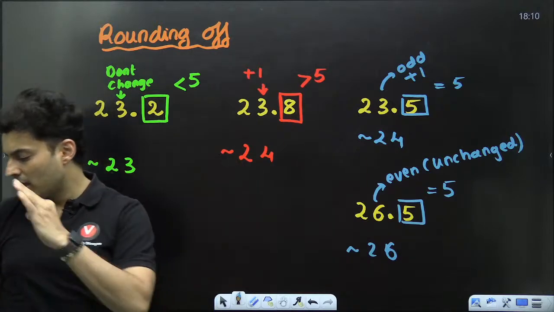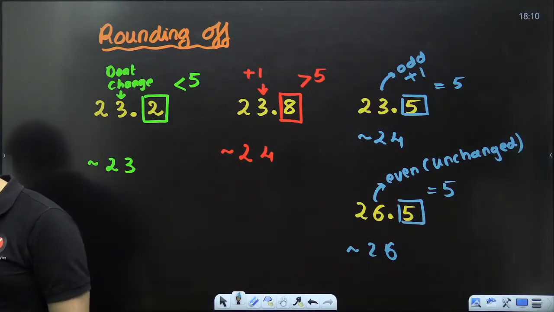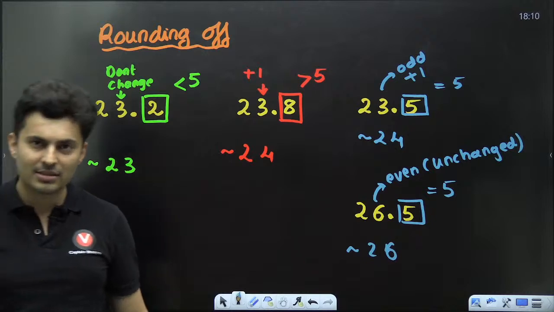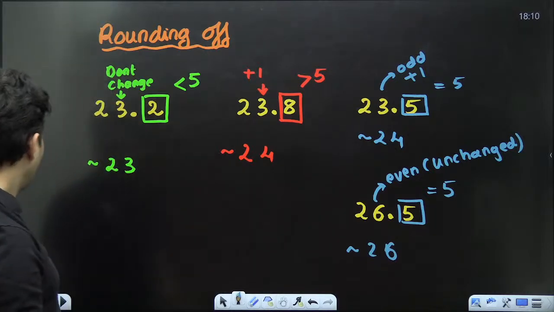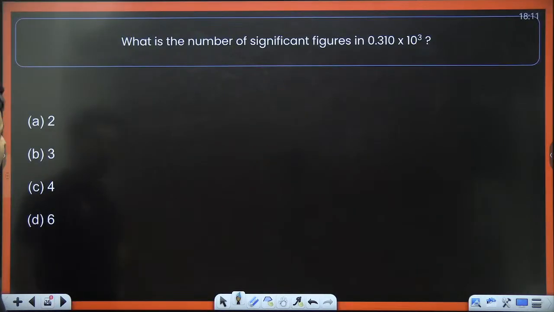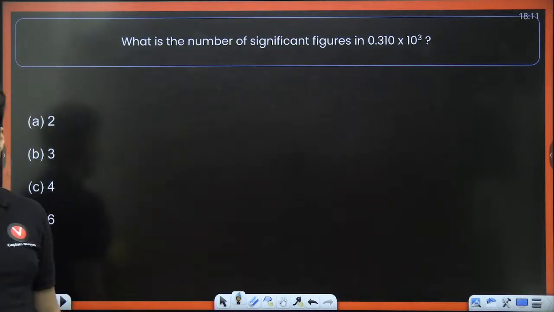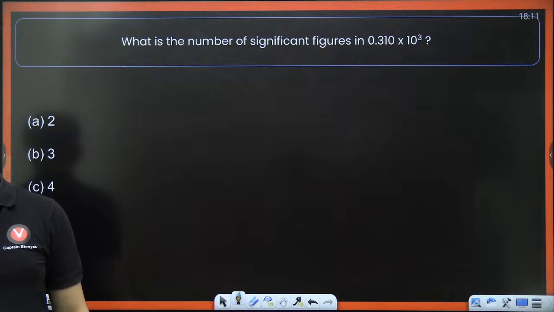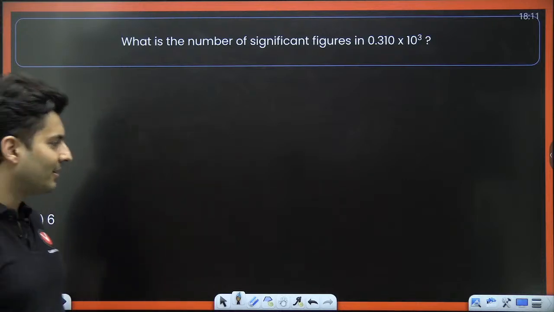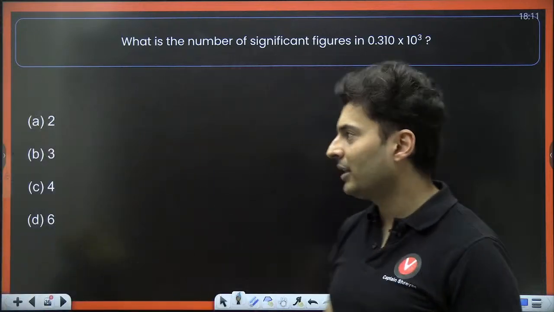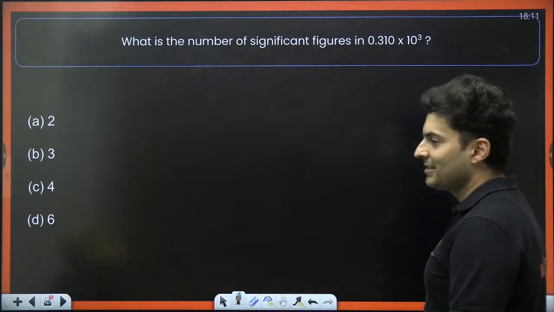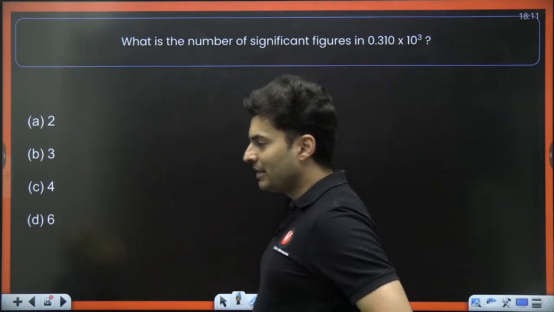Is this very clear how to round off things? Everybody with me? What is the number of significant figures in 0.310 into 10 to the power 3? Let's see if you guys can get it. Come on. Quickly, I want to see all the answers in the chat box.